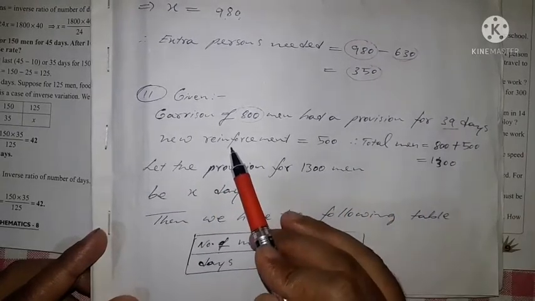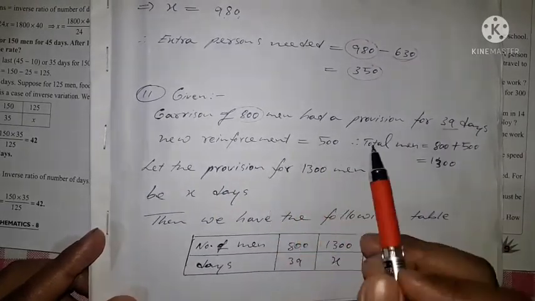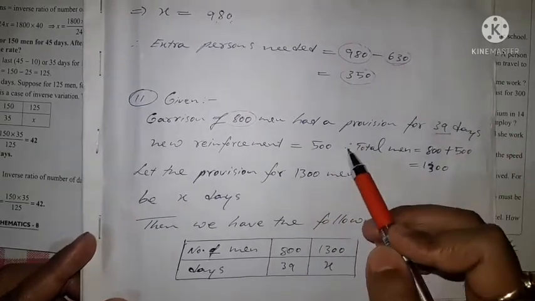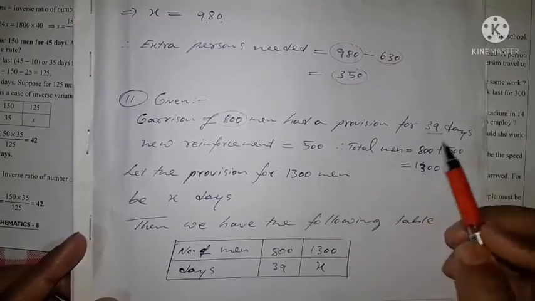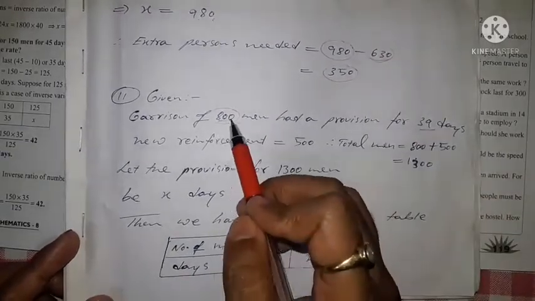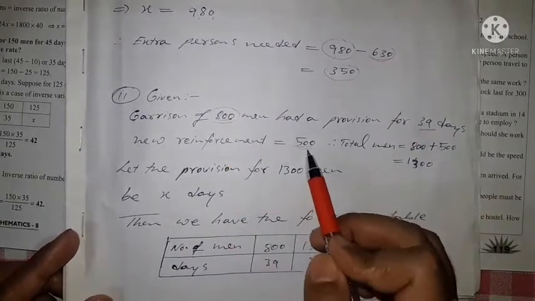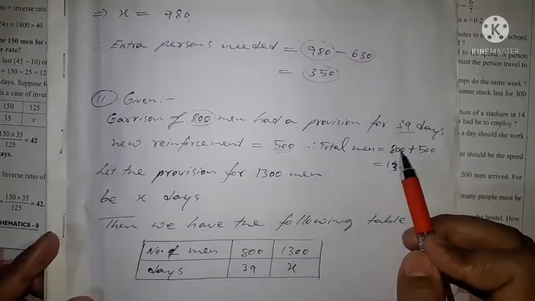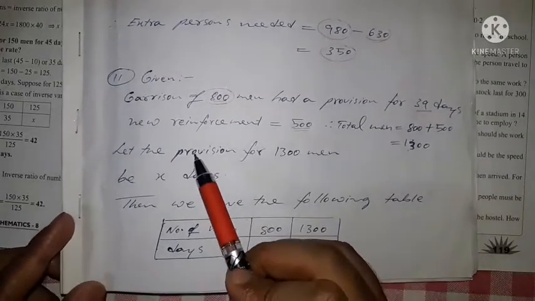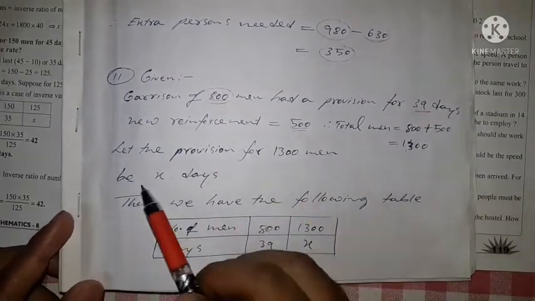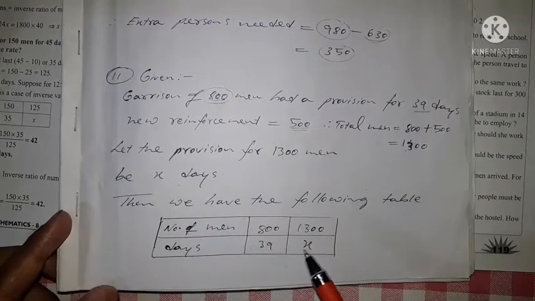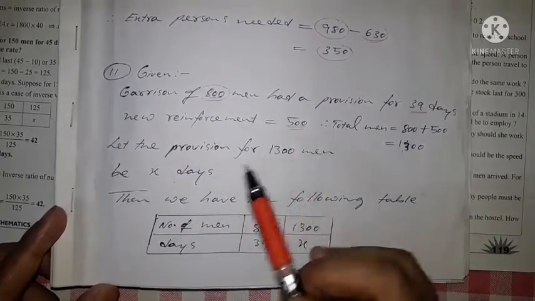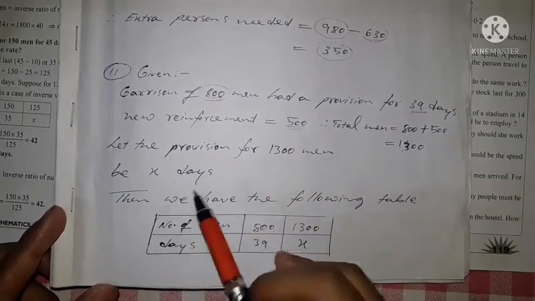So new reinforcement. How many persons came extra? 500 persons came from outside extra. So therefore now the total men. What are the total men now? Earlier there were 800 men. Now 500 men came extra from outside. So therefore the total is 1300, that is 800 plus 500, that is 1300. So let the provision for 1300 men be X days. So we take this provision, that means the food will last for 1300 men be X days.